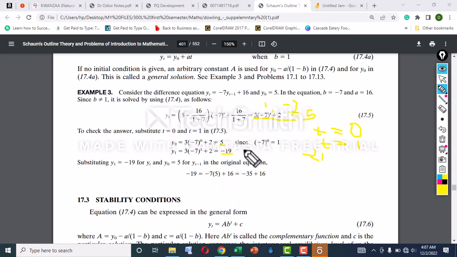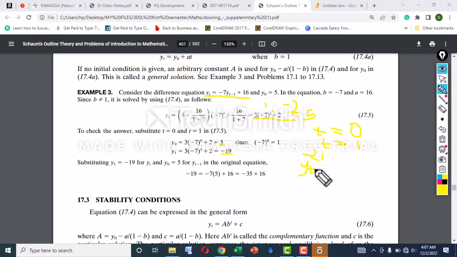So that is the first step whenever you want to check. Now you come back to your question. This is your question here. You now substitute yt and yt minus 1 with 5 and minus 19. But the question is, which one is 5, and which one is minus 19? Now y0 and y1, this y0 simply means yt.